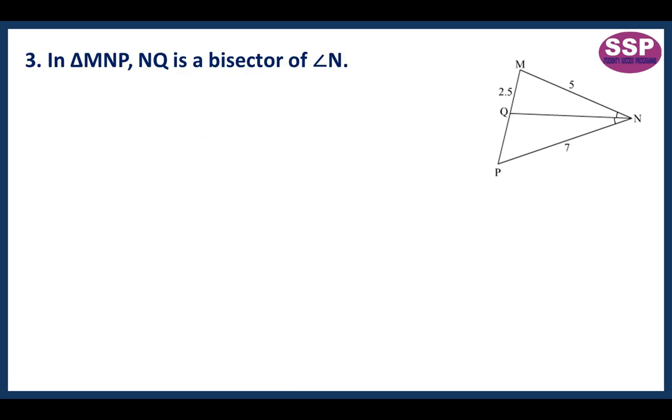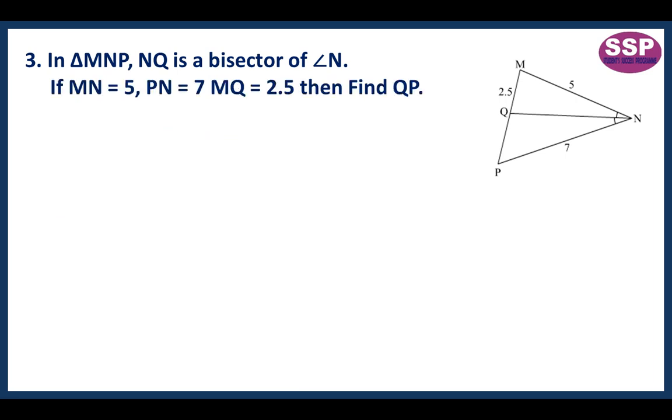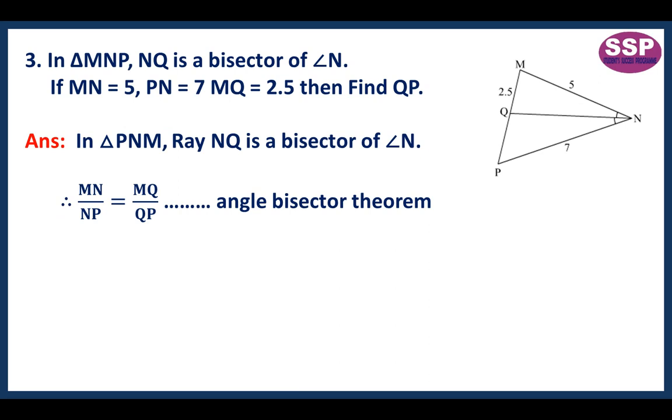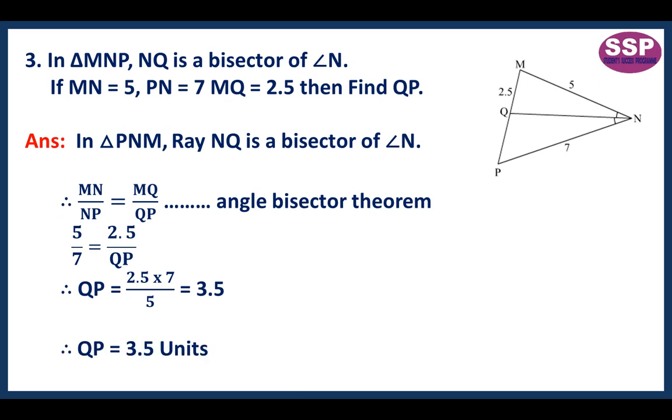Now third problem. In triangle MNP, NQ is a bisector of angle N. If MN is equal to 5, PN is equal to 7, MQ is equal to 2.5, then find QP. Solution. In triangle PNM, ray NQ is a bisector of angle N. Therefore, MN upon NP is equal to MQ upon QP because of the angle bisector theorem. After putting the values, we get 5 upon 7 is equal to 2.5 upon QP. After cross multiplication, we get QP is equal to 2.5 into 7 divided by 5. On simplification, we get 3.5. Hence, the measure of QP is 3.5 units.